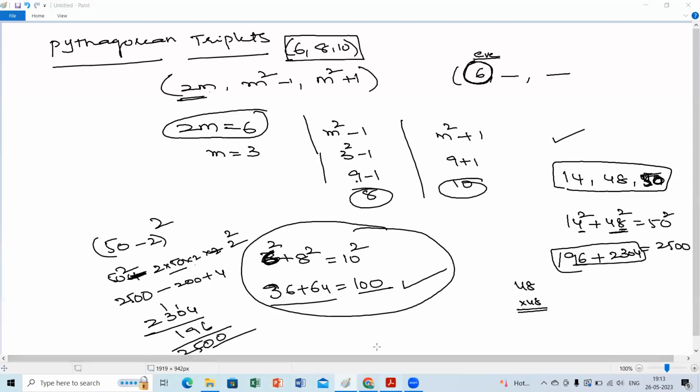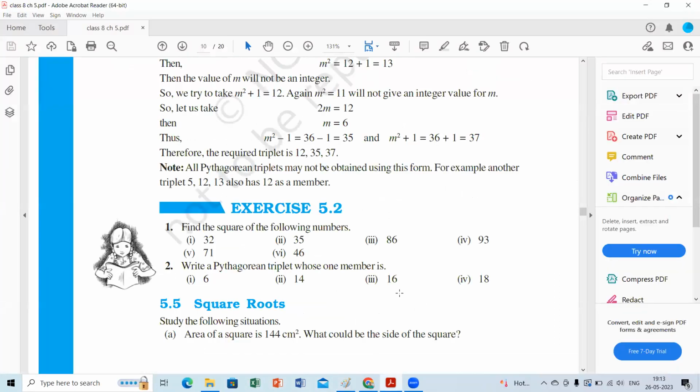Right, children, go back to the question. Can you please check for 16 and 18, children, please? Through the chat box, you can message me. What are the Pythagorean triplets for 16 and 18? Come on, children. 16 and 18. Yes, ma'am, doing, ma'am.